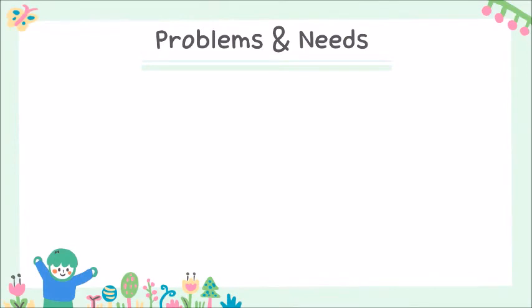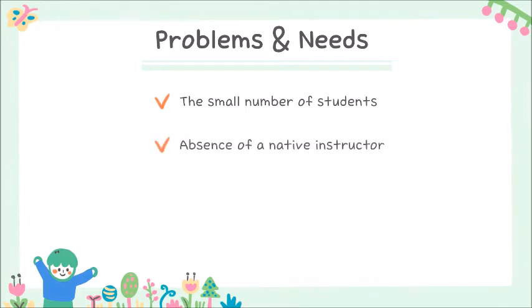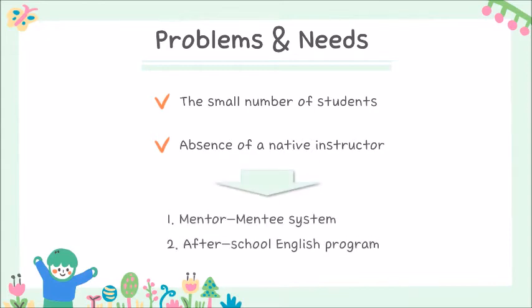From the information we gathered, we could find 2 problems that need to be solved. First, the number of students is very small. As I mentioned earlier, there are only 4 to 7 students in each grade, except first and third, where there aren't any students. Second, the school lacks a native instructor. To solve these problems, we suggest 2 proposals. 1. A mentor-mentee system. 2. Additional after-school English program. Now, Yeonho will introduce the proposals.